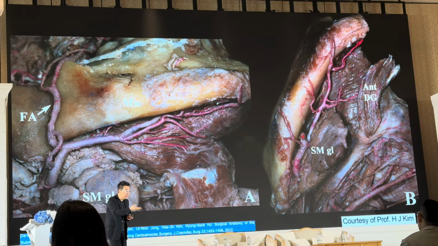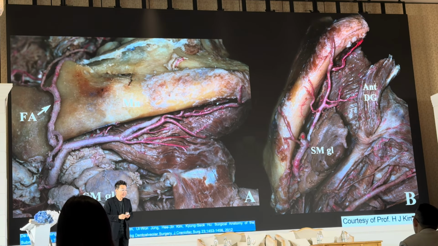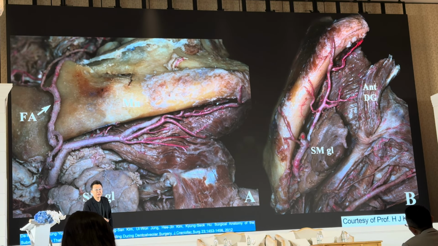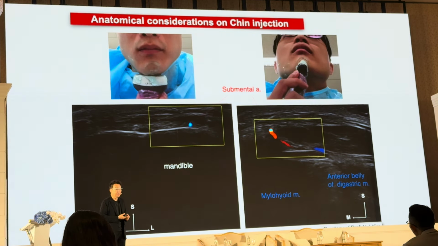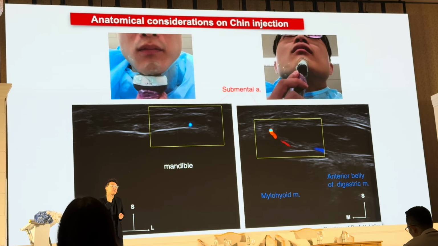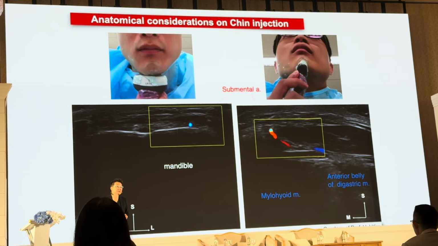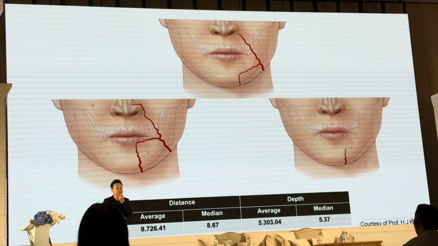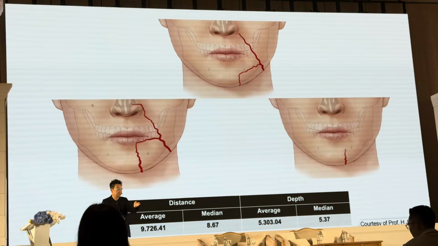This paper is from 2012. At that time, I did not notice that these branches pass the lower marginal mandible. These are paper photographs, where some vessels from the submental artery cross the mandible and supply the chin soft tissues subcutaneously, for example.